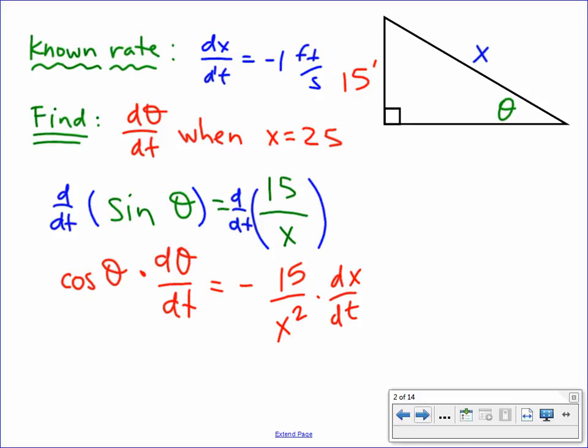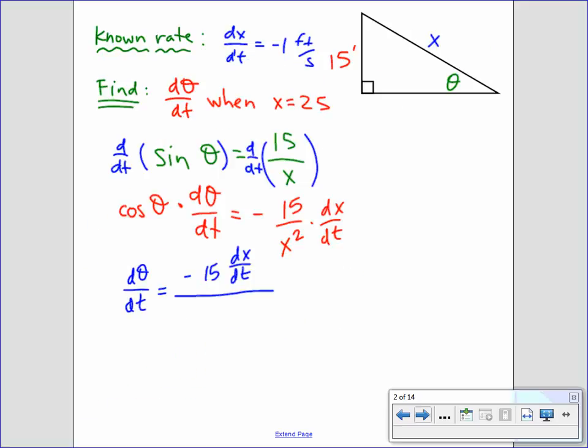And what do we want? We want d theta dt. So we'll go ahead and solve for that. We can do that in one step. Looks like my d theta dt will be given by negative 15 dx dt. I can keep all that on top. And I can write a single fraction when I divide over. It looks like we've got the x squared down there, and we've got the cosine theta. Is that right? Did I get everybody?